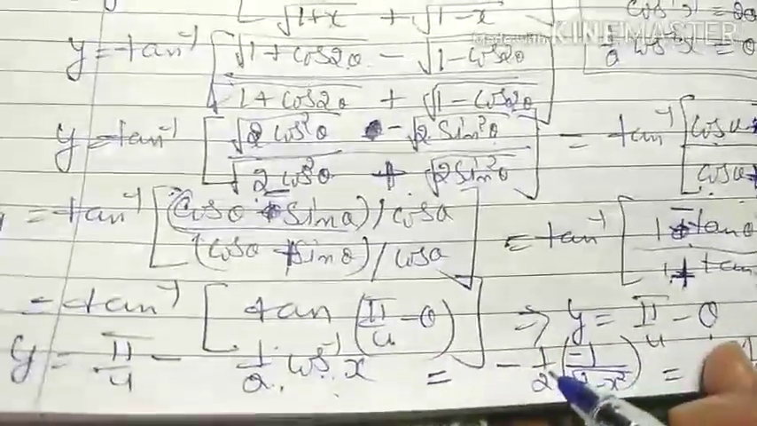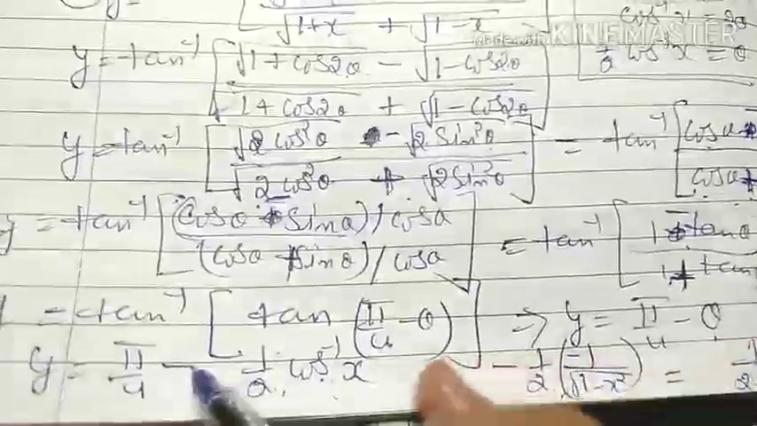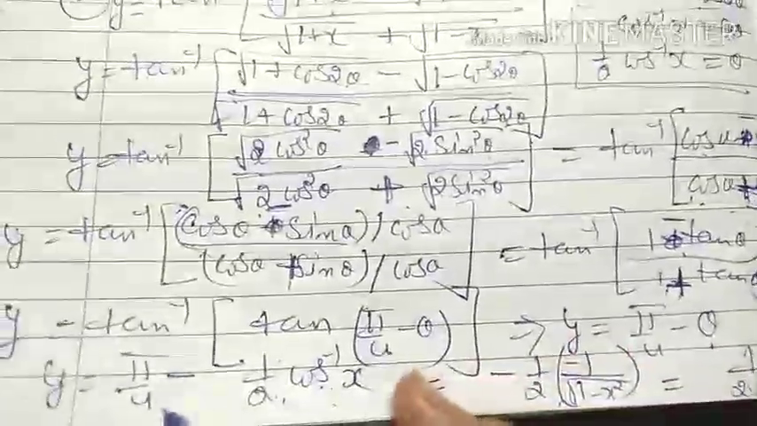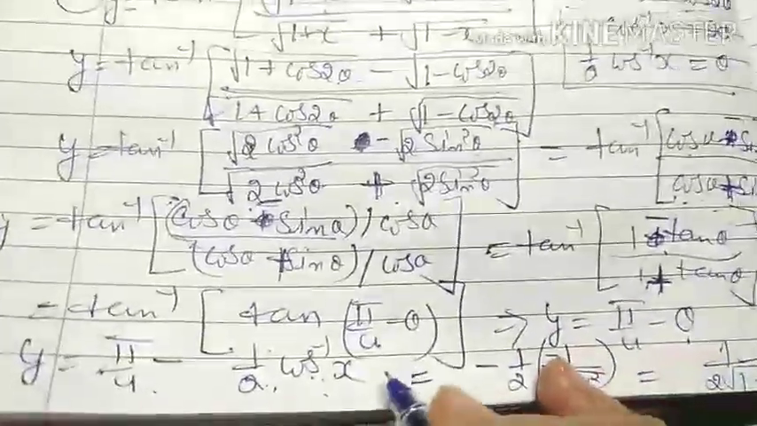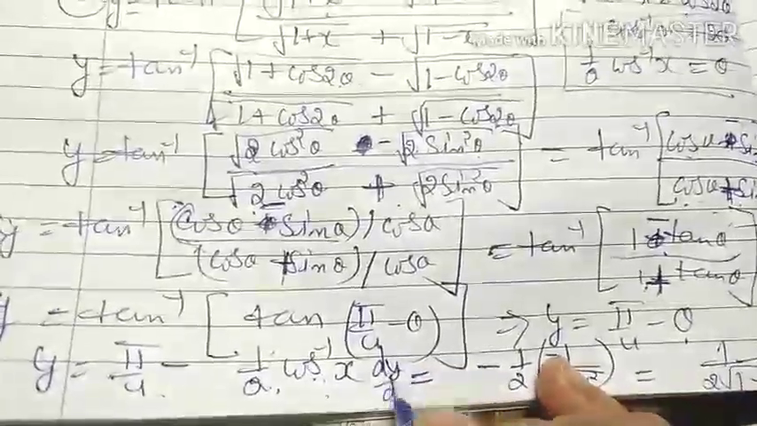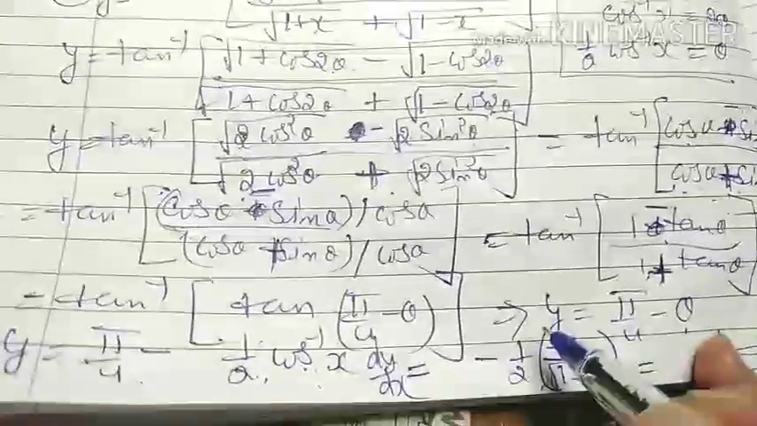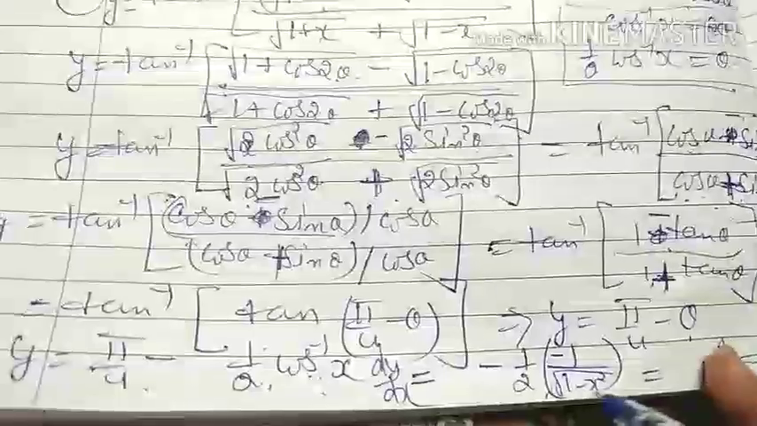So only you have to differentiate cos inverse x. The negative sign is already there, and pi by 4 is a constant, which gives you 0. So that gives you the differentiation with respect to x: minus 1 by 2 into minus 1 by square root of 1 minus x square. That gives me the answer 1 by 2 square root of 1 minus x square.